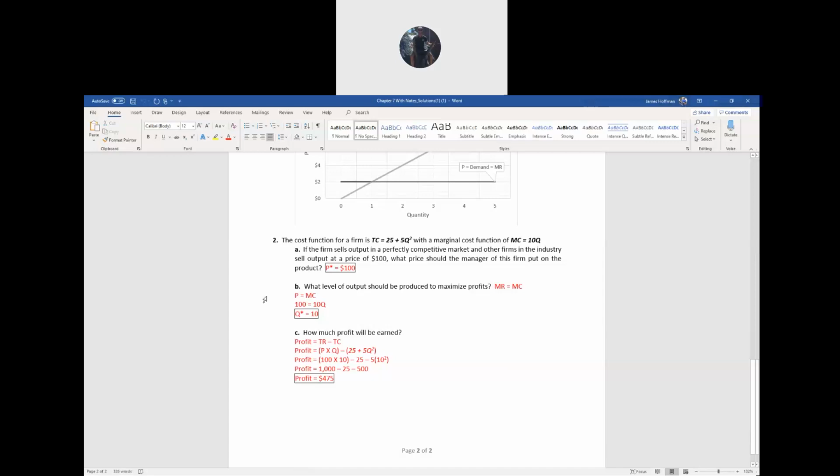All right, then plug in the price of 100 and plug in your marginal cost function that was given right here, 10q. So you got 100 equals 10q. Just solve for q: 100 divided by 10 is 10. So this firm should choose its output of 10 to maximize profits.